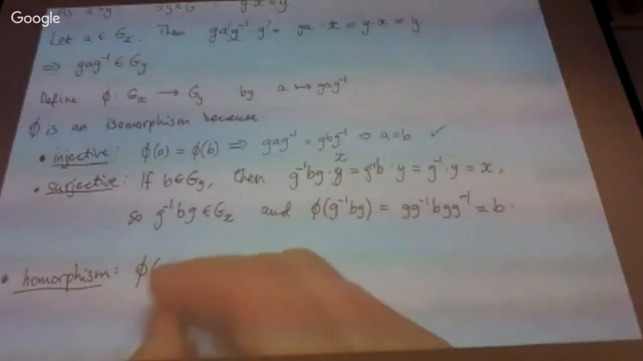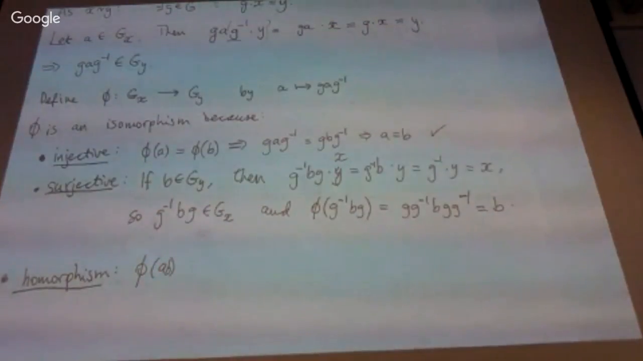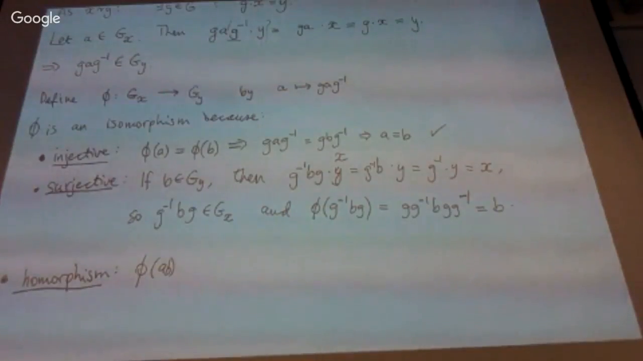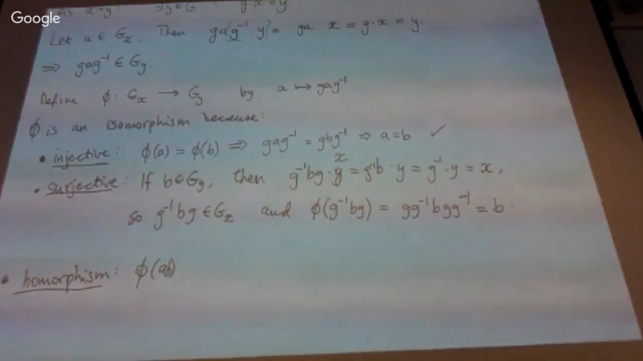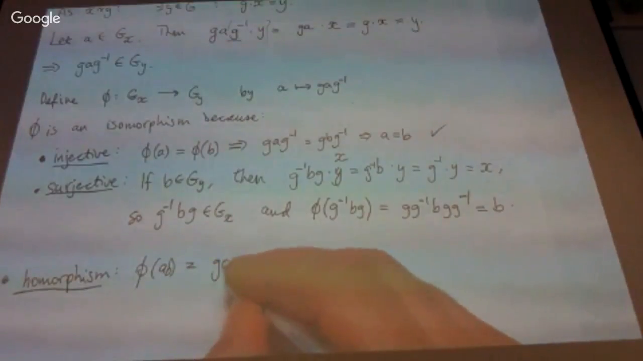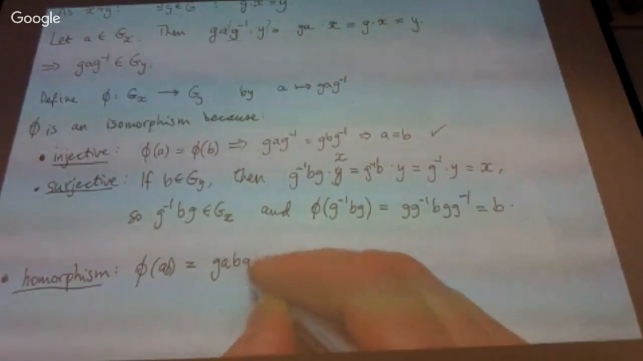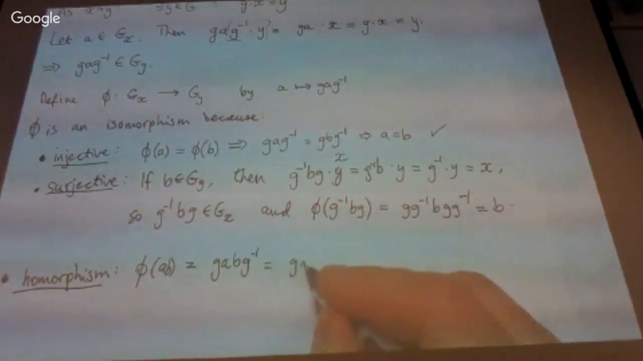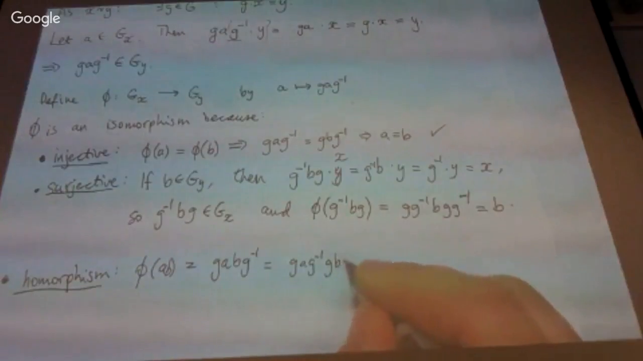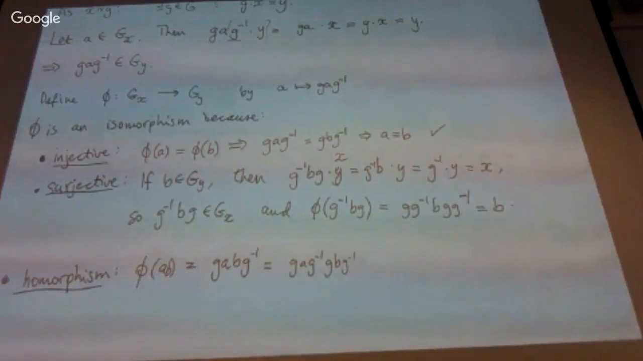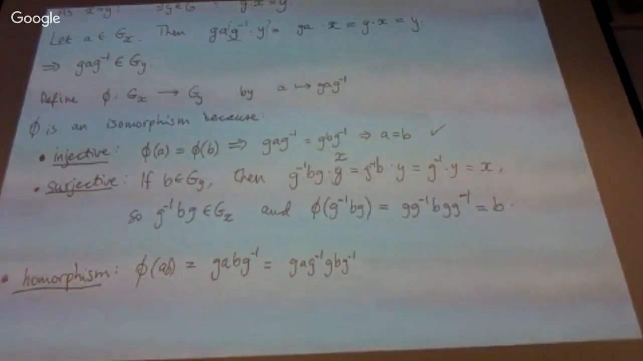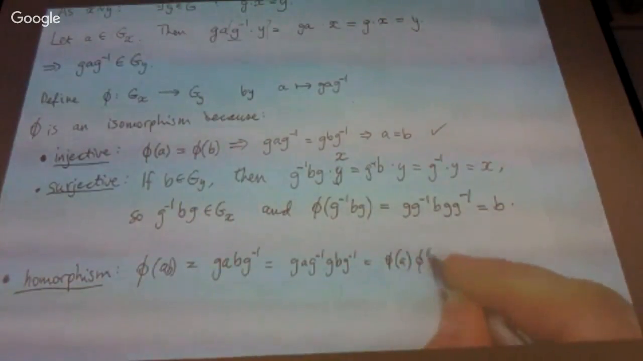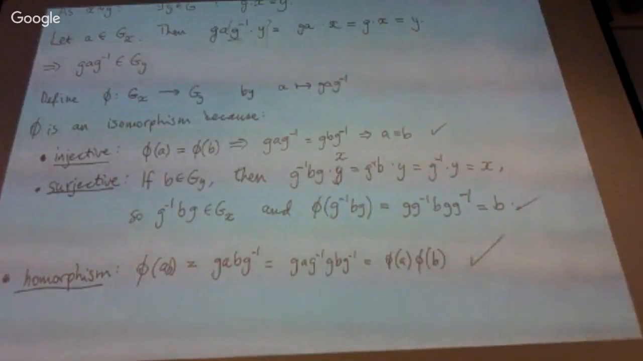Well, to be a homomorphism, it would have to map AB to phi of A times phi of B. Does it? Well, this is G A G inverse, G A B G inverse, by the definition of phi. But then you can sneak in A, A, B, yes.